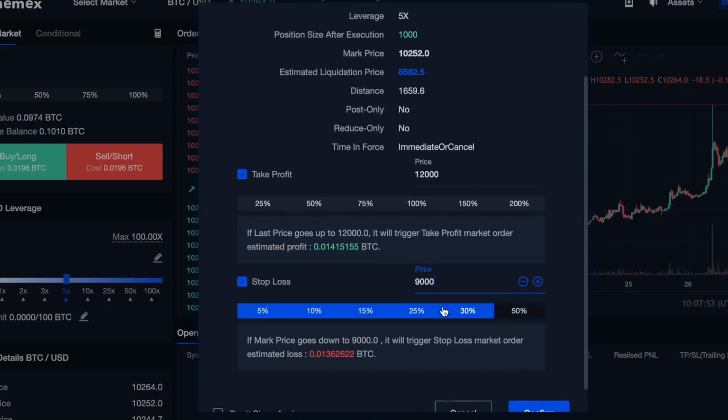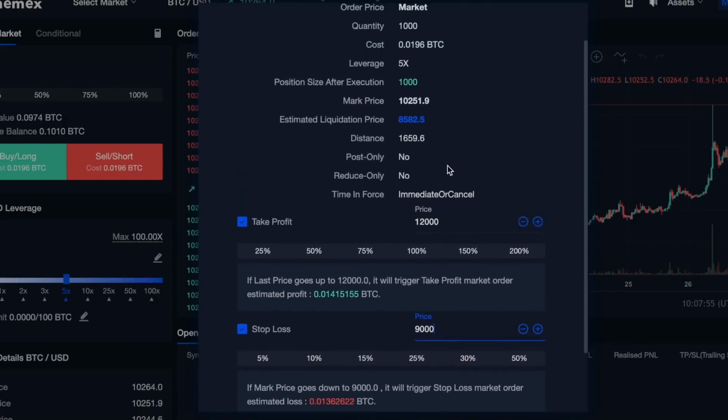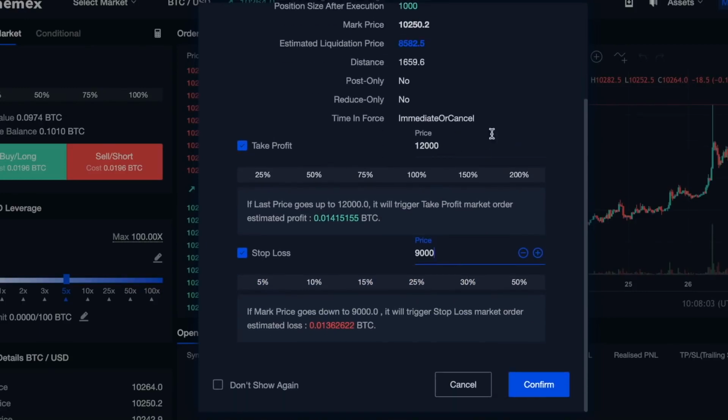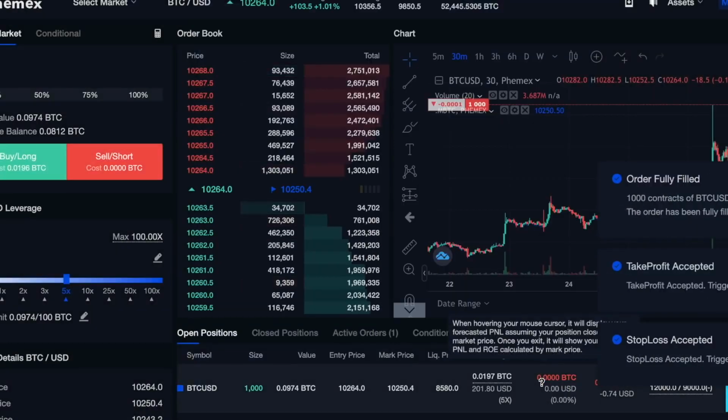So this is very, very important. You don't want to get liquidated. That will cost you a lot of money. Make sure to always put in a stop loss every time you open up a trade. All right, let's click confirm here, and this means we're now in this trade.